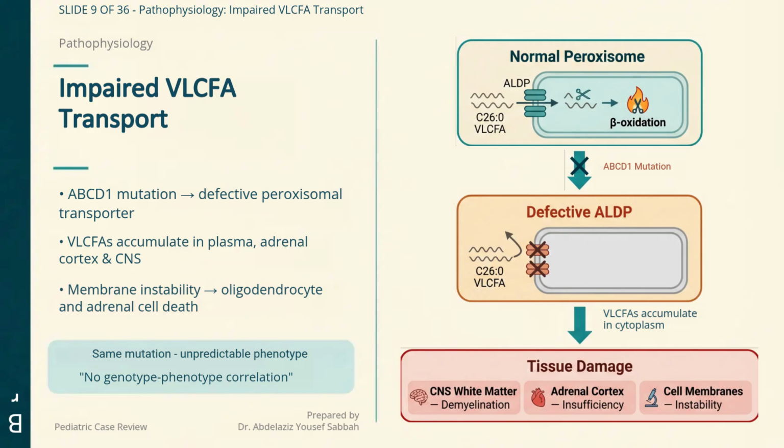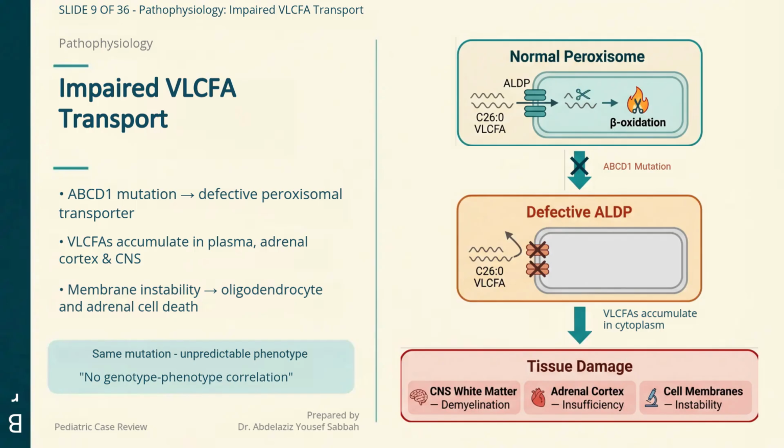The correct answer is option A, impaired transport of very long-chain fatty acids into peroxisomes. The ABCD1 gene, located on the X chromosome, encodes a peroxisomal membrane transporter protein. When this transporter is defective, very long-chain fatty acids cannot enter the peroxisome to undergo beta-oxidation, so they accumulate. These fatty acids build up in the plasma, the adrenal cortex, and the central nervous system.